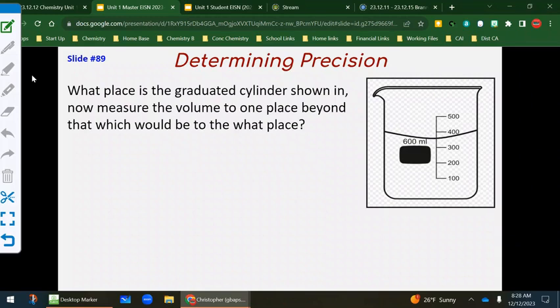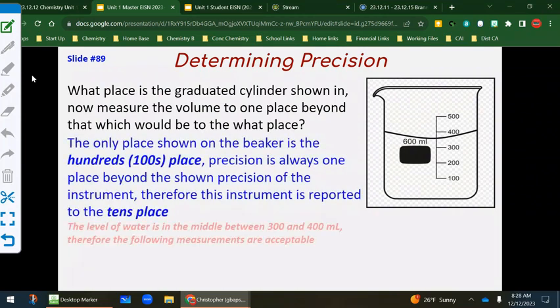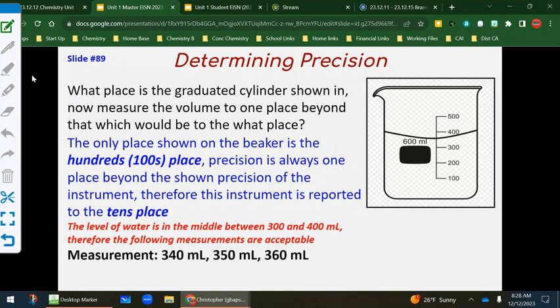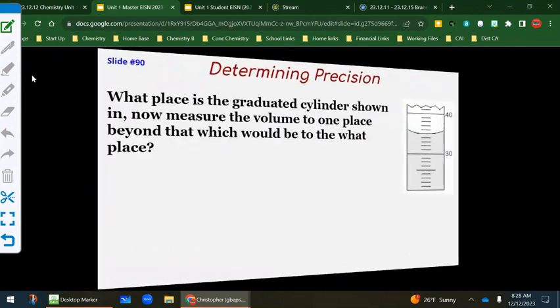Yeah. And we can be around there a lot, right? 330, 340, 350, 360, somewhere in there. Do not do 345. Okay? Do not do 355. That would tell someone that we know for sure where the tens place is. We don't know that here. You only can go one more place than the precision of the instrument. Okay? One more place than the precision of the instrument.